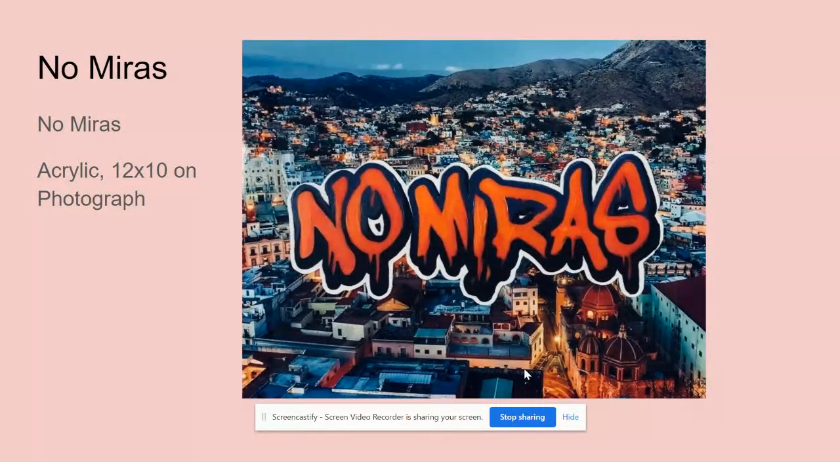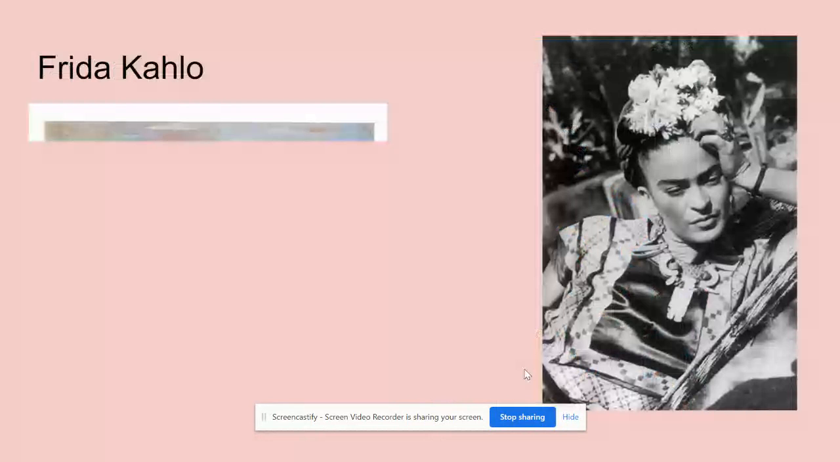This work of art is called No Miras, and it's actually a part of a collection of art that I did, also called No Miras, and it has to do with all of the cultural aspects that I deal with. This particular work has to do with how when you tell someone that you're from Mexico, the first thing they think of is the crime rates and everything bad that's going on there, without even looking at the beautiful country behind it.